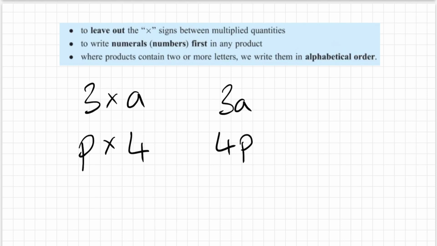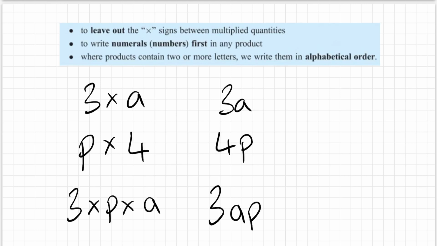And then finally, rule number 3 states that where products contain 2 or more letters, we write them in alphabetical order. 3 times p times a, we would write with the numeral in front, and then write the variables in alphabetical order. So we have 3ap. Okay, so there are a couple of rules that we're going to be using.